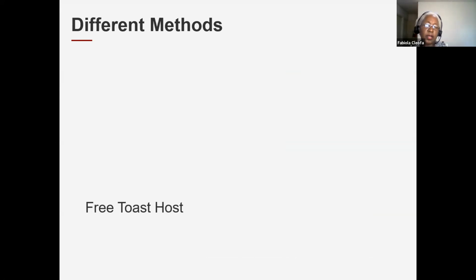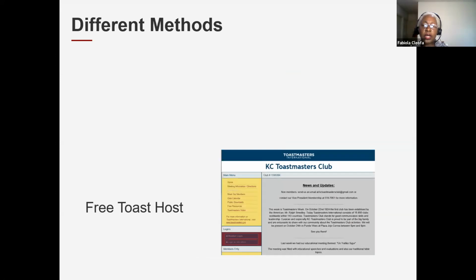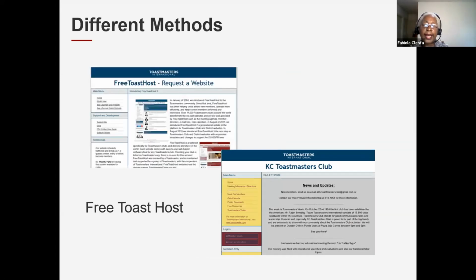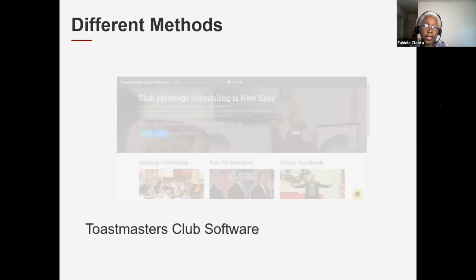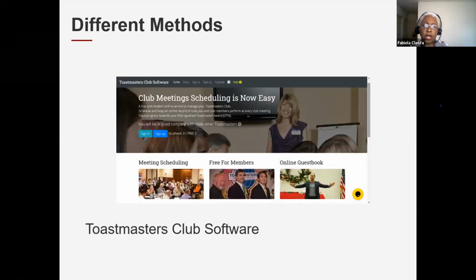There is this other one, Free Toast Host. Also, another club that I'm a member of is using it. This one I didn't think was very friendly for the users. A lot of users, when they forget their password, it is a very complicated matter to get them back in. So they start using it, and then they stop. And then you have this new one that I discovered. It's called Toastmasters Club Software. It is just for scheduling club meetings. I don't know much about this one, but it seems to be one also that people can use. Then there is easySpeak.